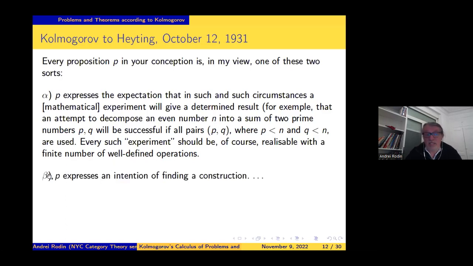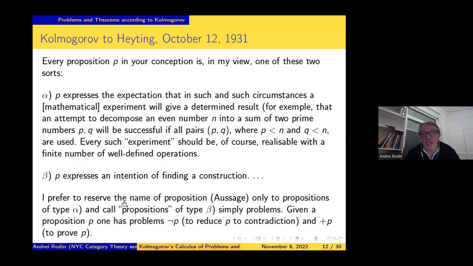And then he says there is another sort of what Heyting called proposition. And he says P expresses the intention of finding a construction. So I think he has in mind something like traditional geometrical problems here. And then he says, I prefer to reserve the name of proposition only for propositions of type alpha and call what Heyting calls propositions of type beta simply problems. Given a proposition P, one has the problem not P, and that means, I'll come to that later, to reduce P to contradiction.